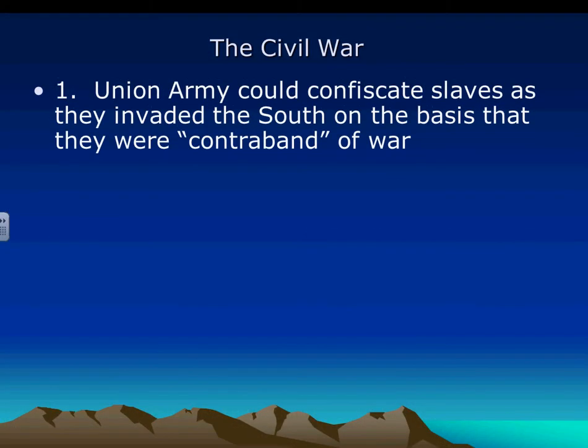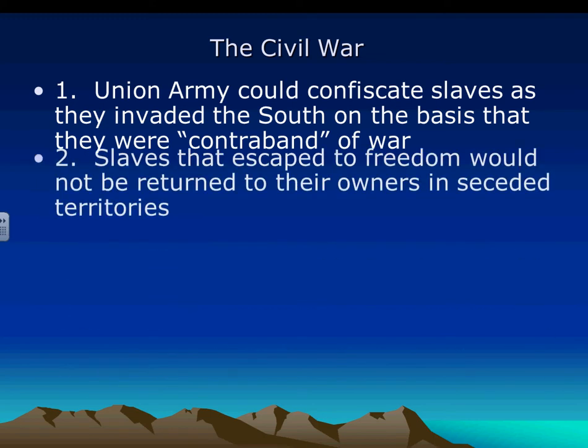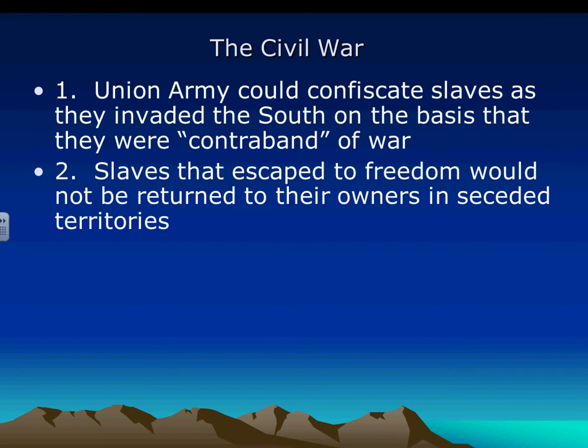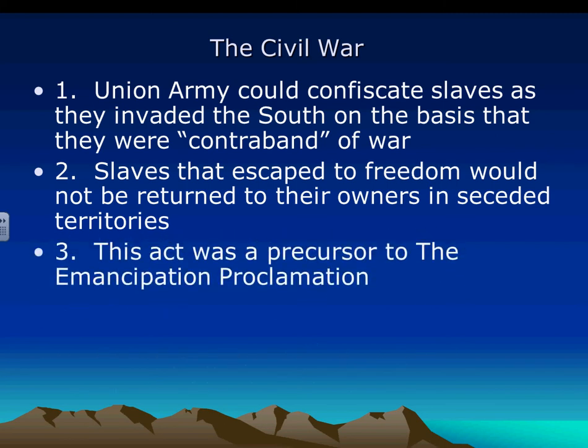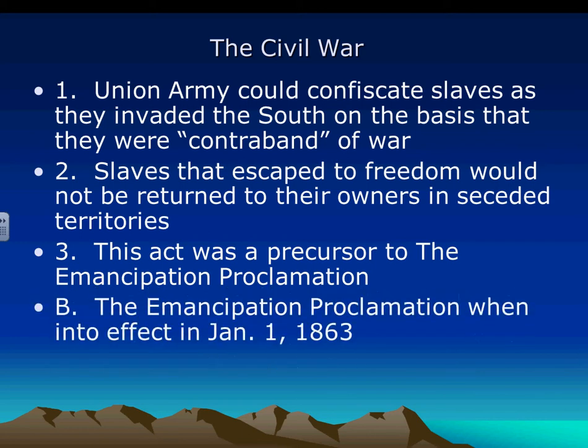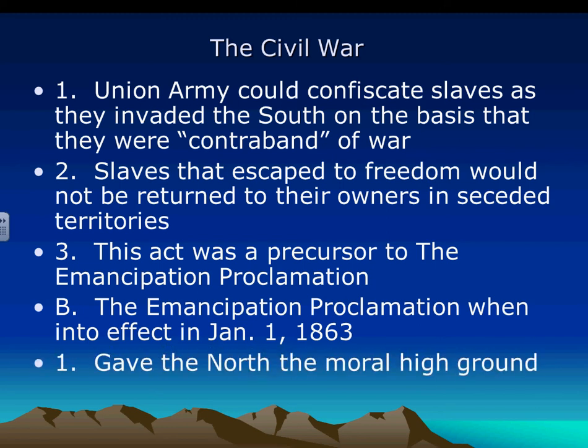Under this Confiscation Act, slaves were treated as contraband of war and not to be returned to their slave masters. Slaves that escaped to freedom would not be returned to owners in the seceded territories. The act was a precursor to the Emancipation Proclamation. On the first day of January 1863, Lincoln will issue the Emancipation Proclamation. He believes that it gives the North a moral high ground.